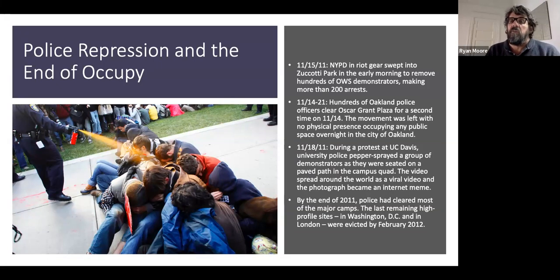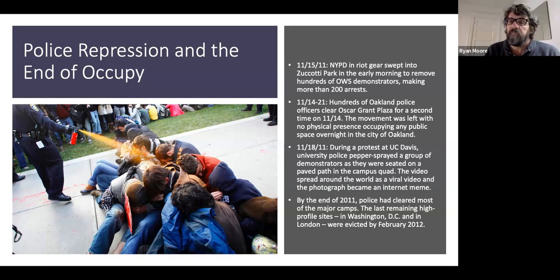At UC Davis, this infamous incident that's pictured here in the slide happens, where a university police officer pepper sprayed a group of demonstrators as they were seated on a paved path in the campus quad, engaging in nonviolent civil disobedience. And again, that video spread around the world as a viral video, and the photograph became a kind of internet meme.